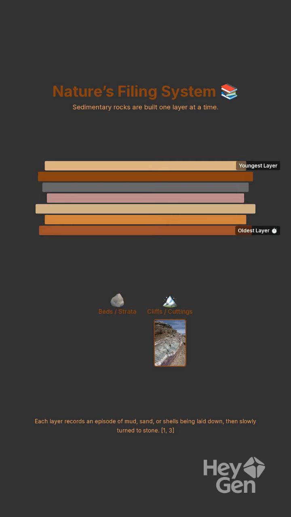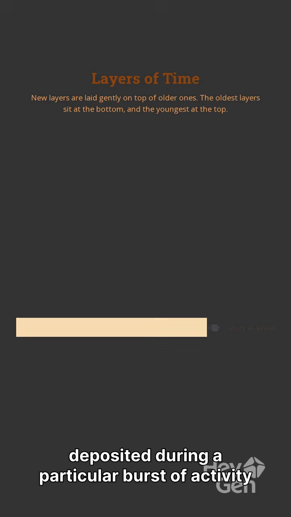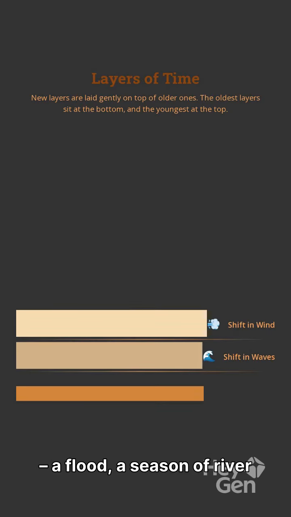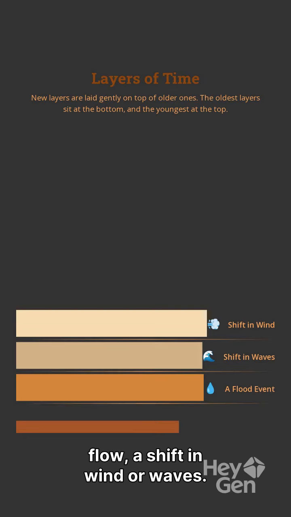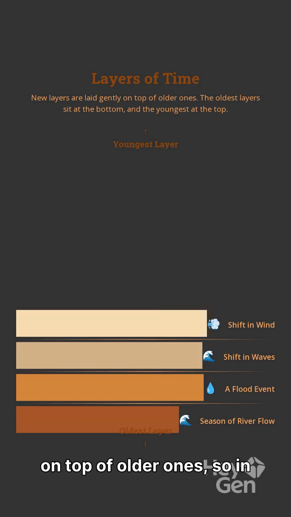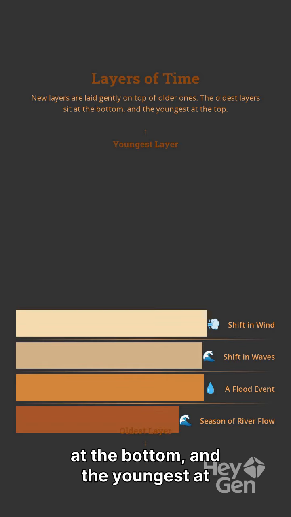and road cuttings. At the most basic level, each bed is a sheet of sediment that was deposited during a particular burst of activity, a flood, a season of river flow, a shift in wind or waves. Over time, new layers are laid gently on top of older ones, so in an undisturbed stack, the oldest layers sit at the bottom and the youngest at the top.